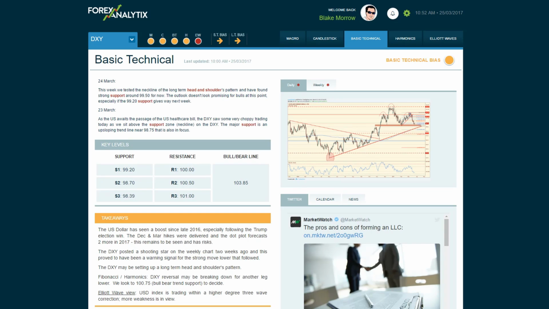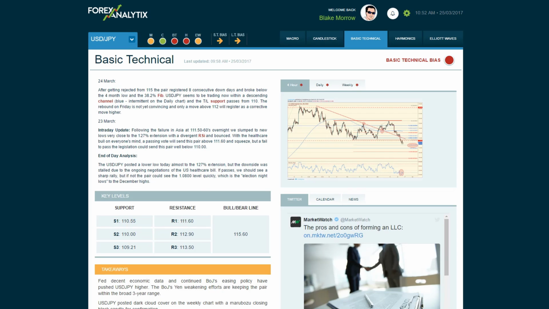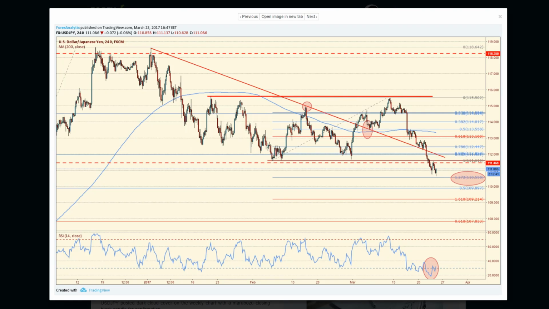Now, speaking of dollar and potential bearishness, I want to take you over to the dollar yen. You can see this is the 4-hour chart of earlier in the week. I think this was on Thursday when this chart was posted, but you can see how we broke below, retested the breakdown point here at 111.60, and then came back under pressure, testing the 127% extension.